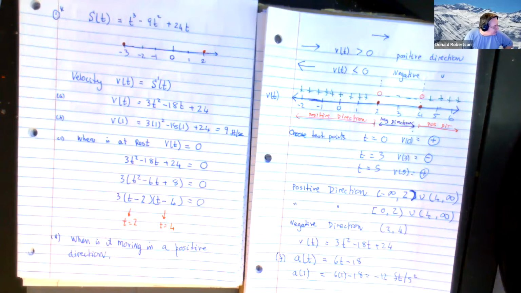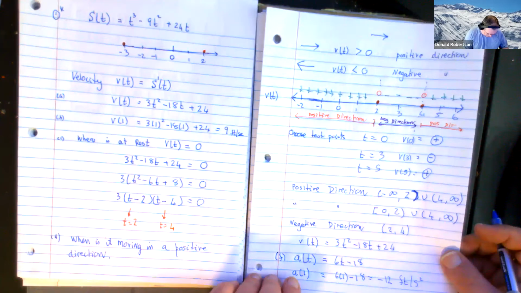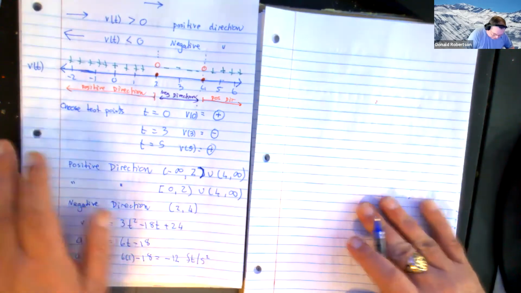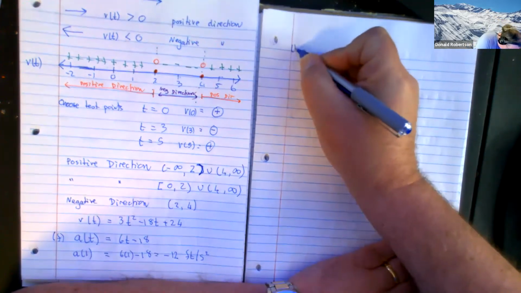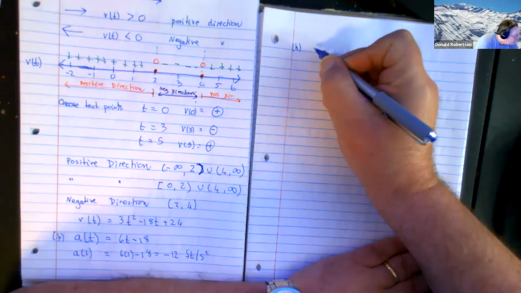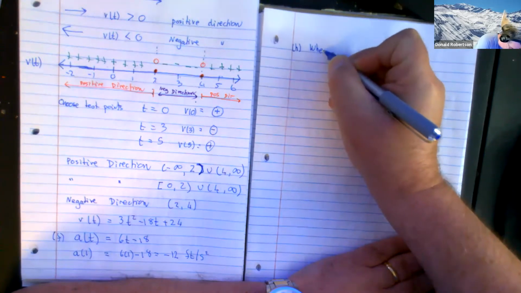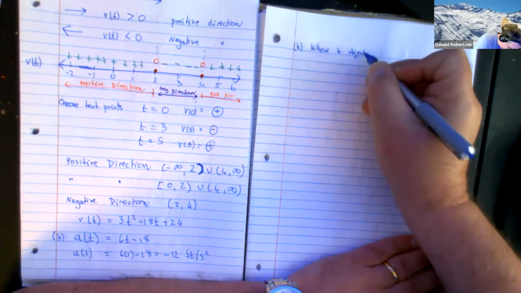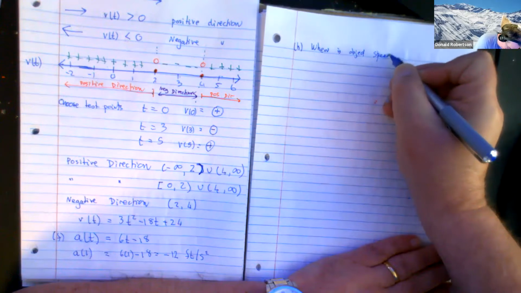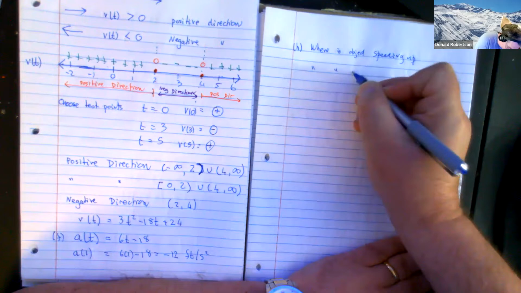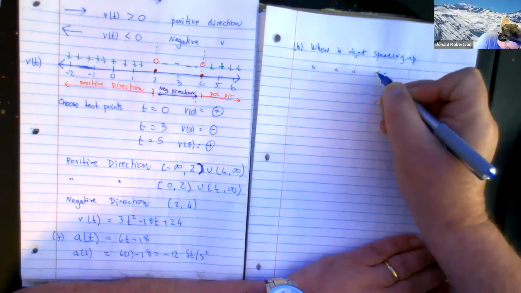And then it asks you to graph it, which is what Desmos is for. Now, right at the end, they have a very, it doesn't look like it's a big deal. The last question basically just says when, so we're talking about time again, is the object speeding up? And they also want to know when is the object slowing down.